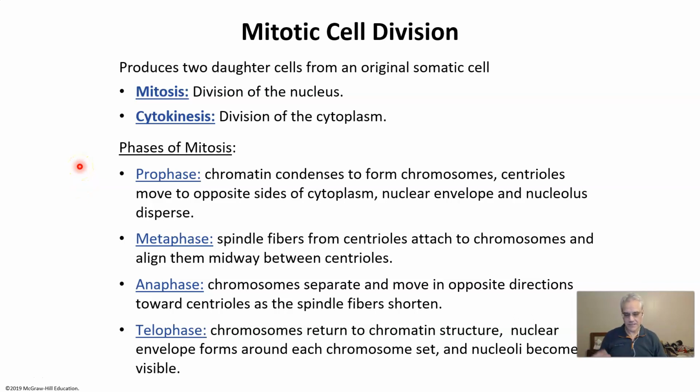There are four phases in mitosis. The four phases, you can abbreviate them this way. PMAT. P-M-A-T. Right, so you got to put that in your memory. PMAT. Prophase, metaphase, anaphase, telophase. In that order, always in that order. Prophase, metaphase, anaphase, telophase.